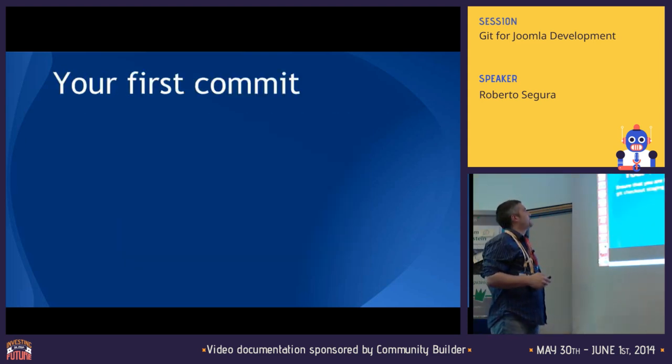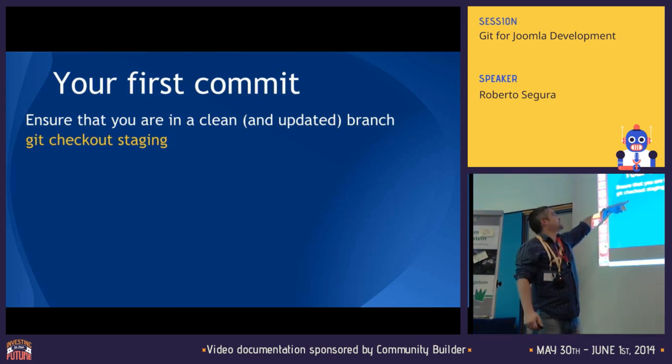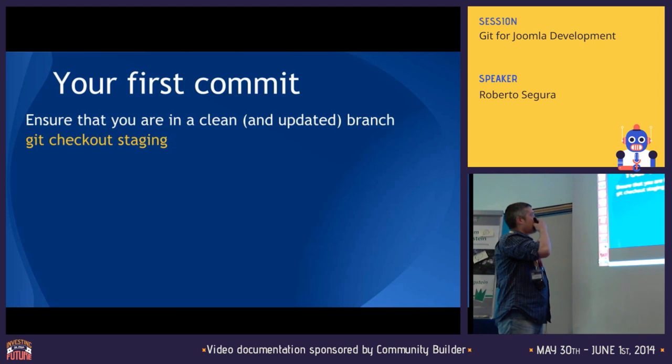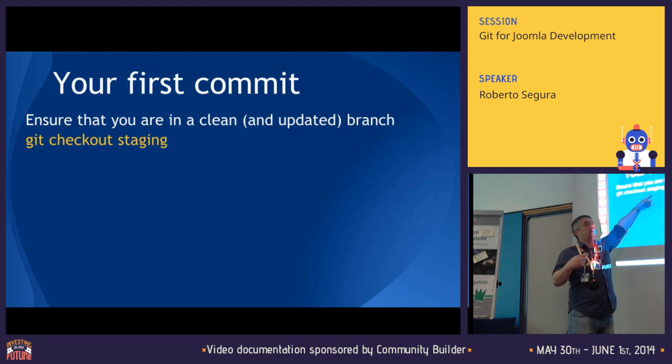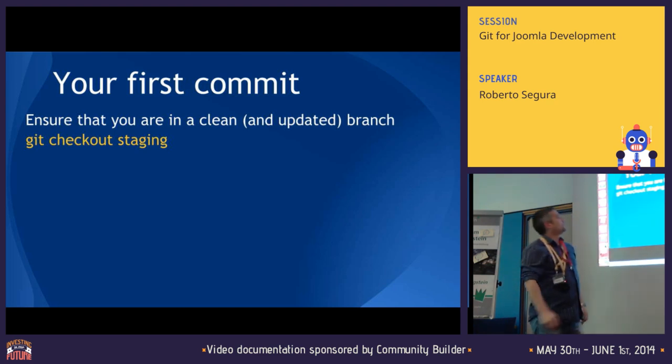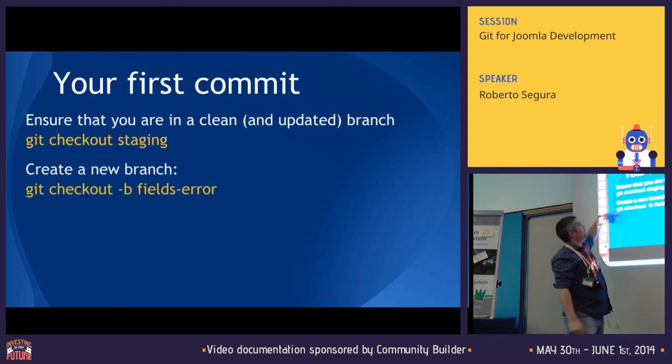Now, let's do the first commit. First of all, you have to ensure that you are on the master branch. In our case, it will be the staging branch if you are doing a fast patch for Joomla. Then go there and ensure that you update this branch. This can be done with the previous git pull or git fetch. So choose either, but be sure that it's updated and clean. You have no commits there, you never do a commit there. From there, you create a new branch that we will call files error, because the title has to be descriptive. You can use the issue number, but I recommend to use something descriptive.